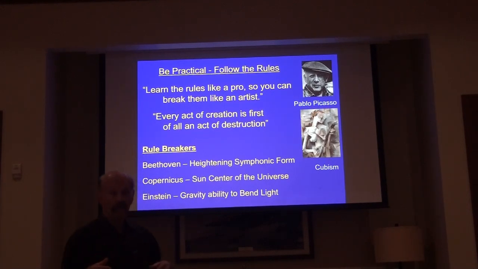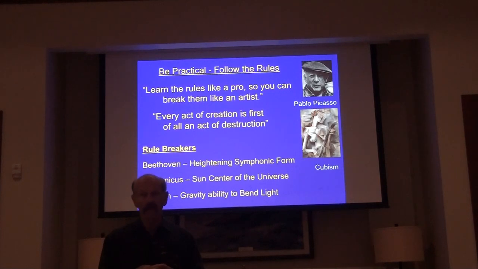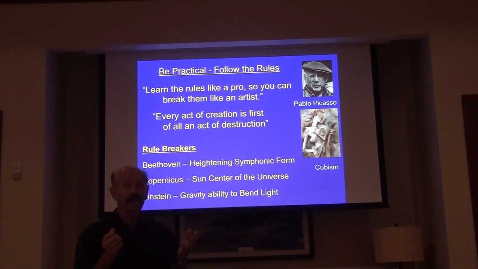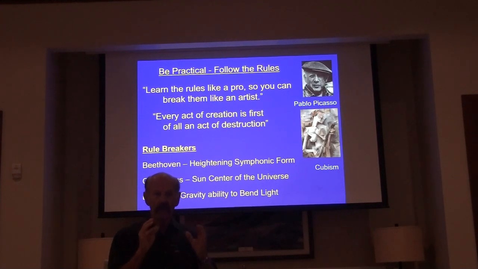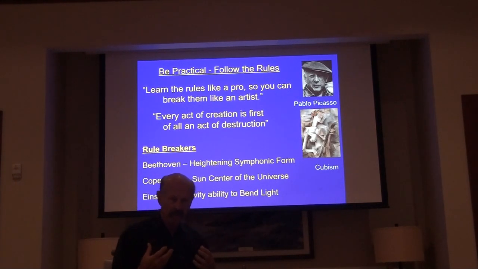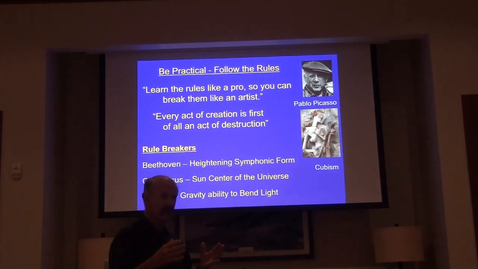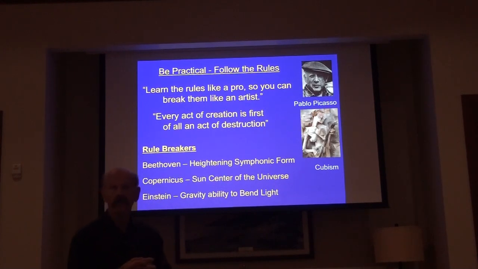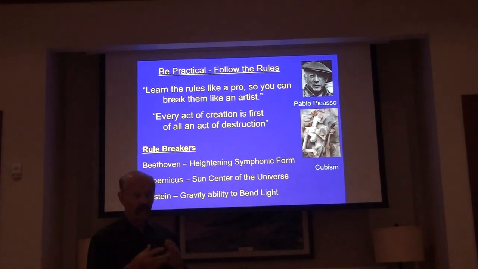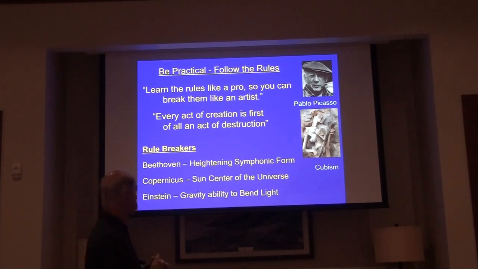And of course, we know him for coming out with cubism, and he's one of the most famous artists in the world. We also know the Impressionists, Renoir, Monet, Pissarro, were all breaking the rules of art. It was very realistic art, realism, and they became the Impressionists, and they were not well received. A lot of innovators face skepticism, which is sometimes a problem. The other rule breakers are Beethoven, painting in symphonic form; Copernicus, who stated the sun is the center of the universe, not the Earth; and Einstein, with gravity's ability to bend light.